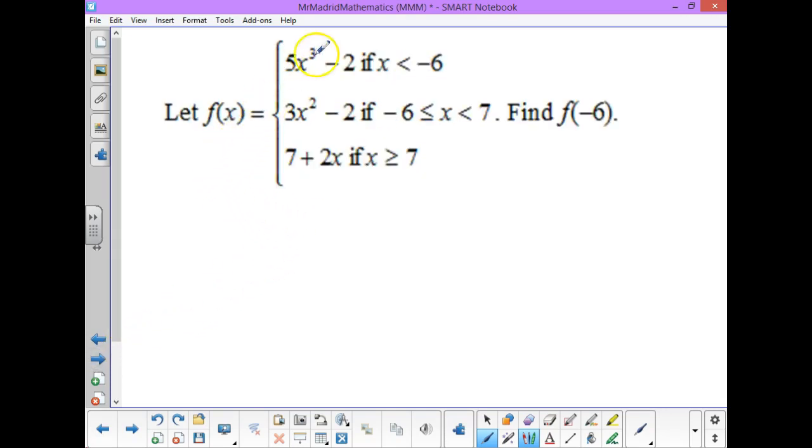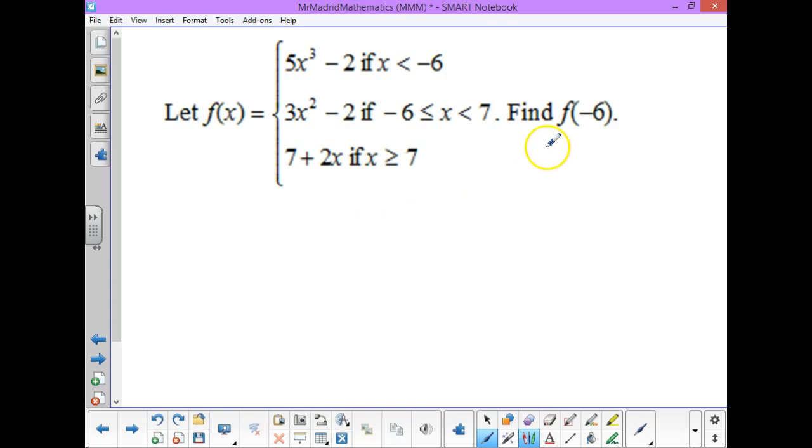Let f of x equal the following. You must be almost horrified. What is going on here? The name of this game is piecewise functions. So here's your function, here are three pieces. And how do you distinguish between the three? Well, for x's that are less than -6, this is what applies. For x's that are between -6 and 7, you've got this one that comes into play, and then you've got this one for x's that are larger than or equal to 7.